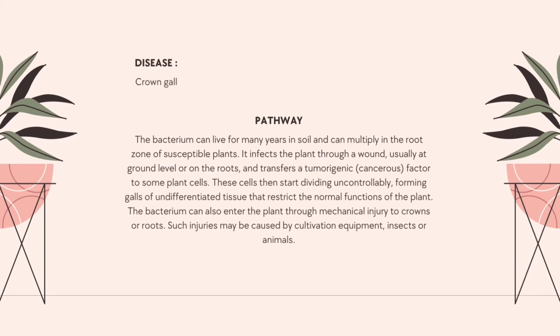In its pathway, the bacterium can live for many years in soil and can multiply in the root zone of susceptible plants. It infects the plant through a wound, usually at ground level or on the roots, and transfers the tumorigenic, cancerous factor into some plant cells. These cells then start to divide uncontrollably, forming galls of undifferentiated tissue that restrict the normal functions of the plant. The bacterium can also enter the plant through mechanical injury to crowns or roots. Such injuries may be caused by cultivation equipment, insects, or animals.